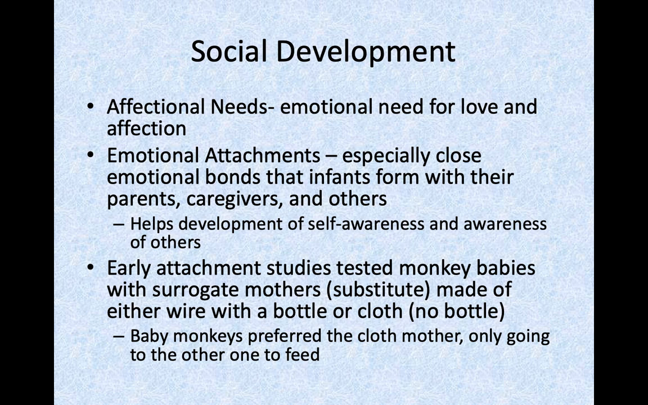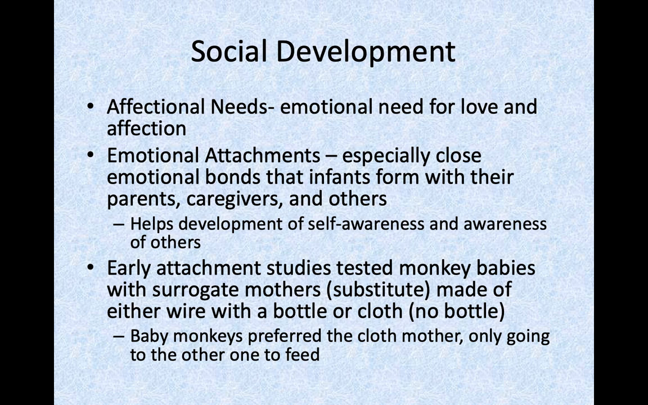So we have these emotional attachments. We talked about them a little bit back when we were talking about sensitive periods. These emotional bonds are the ones that are really close between infants and their parents, caregivers, and other people. It could be mom and dad, grandma and grandpa, aunts, uncles, siblings, even people at daycare. It can be babysitters, whoever's in their environment, and it's someone that they've learned that they can trust. This helps develop their self-awareness and awareness of other people.